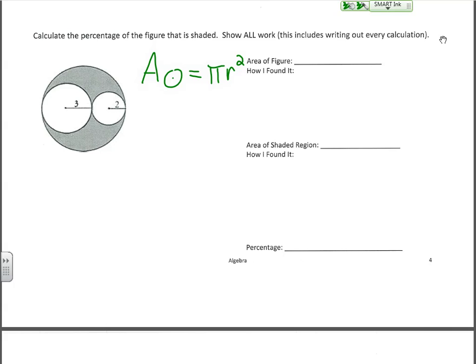Okay. Just make sure, and this is starting to pop up on packets that I've been correcting, some of you are finding the area of these circles and then writing that area down as the shaded region. No, if you find the area of these circles, you found the unshaded section. You want to subtract that from the whole so that you're left with the shaded part. Okay. Questions on that one?